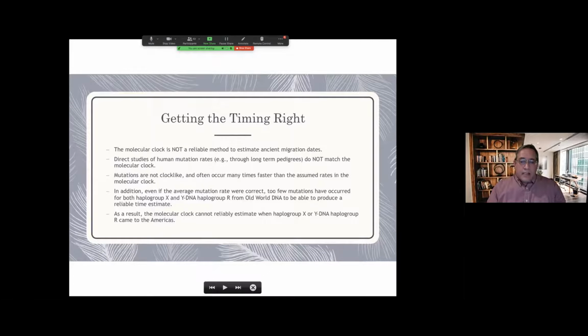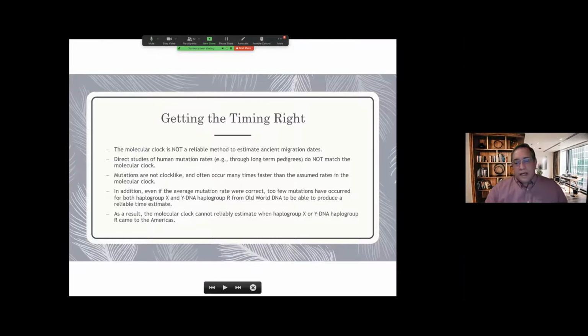And then in addition, as I put on the slide, even if the evolutionary theory and the average mutation rate were correct, there just haven't been enough mutations for the DNA types of the Native Americans to be able to be confident in the time estimates that it gives. So that's the argument related to the timing issues for the DNA evidence we presented before.